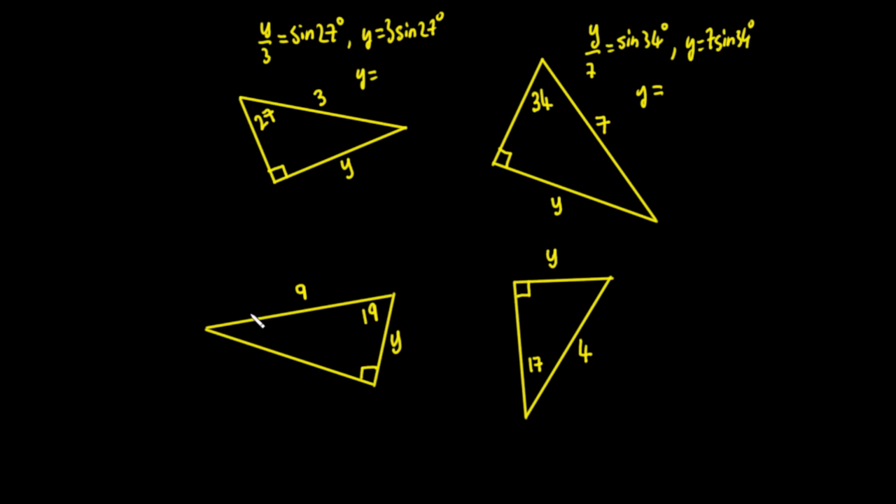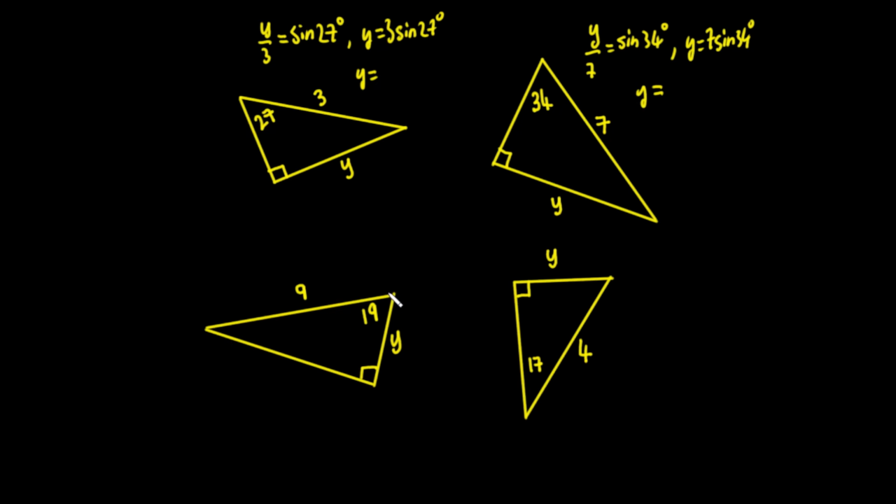Now this example here is a little bit more difficult because we have the angle 19, but we're not looking for the opposite of this angle, we're looking for the adjacent. And as yet, we don't know how to do this because we only know the sine function. And the sine function will only give us the ratio of the opposite to the hypotenuse, not the adjacent to the hypotenuse.